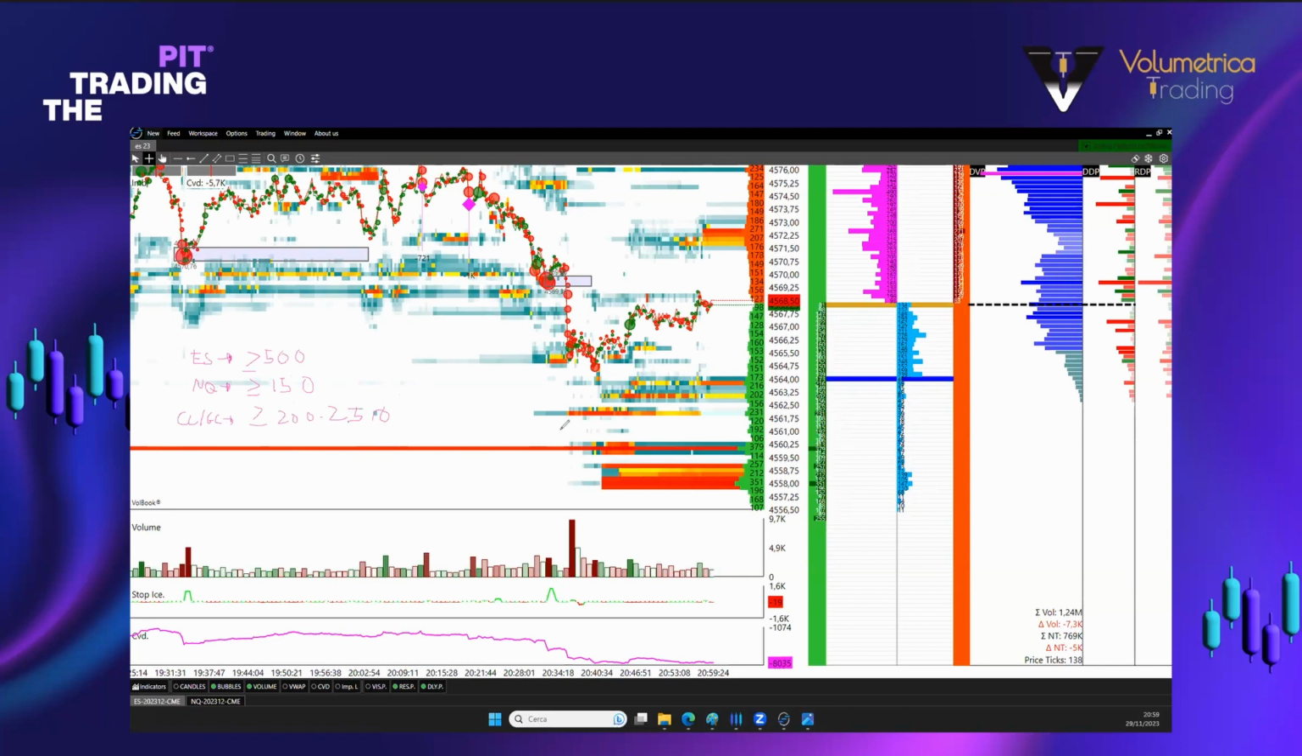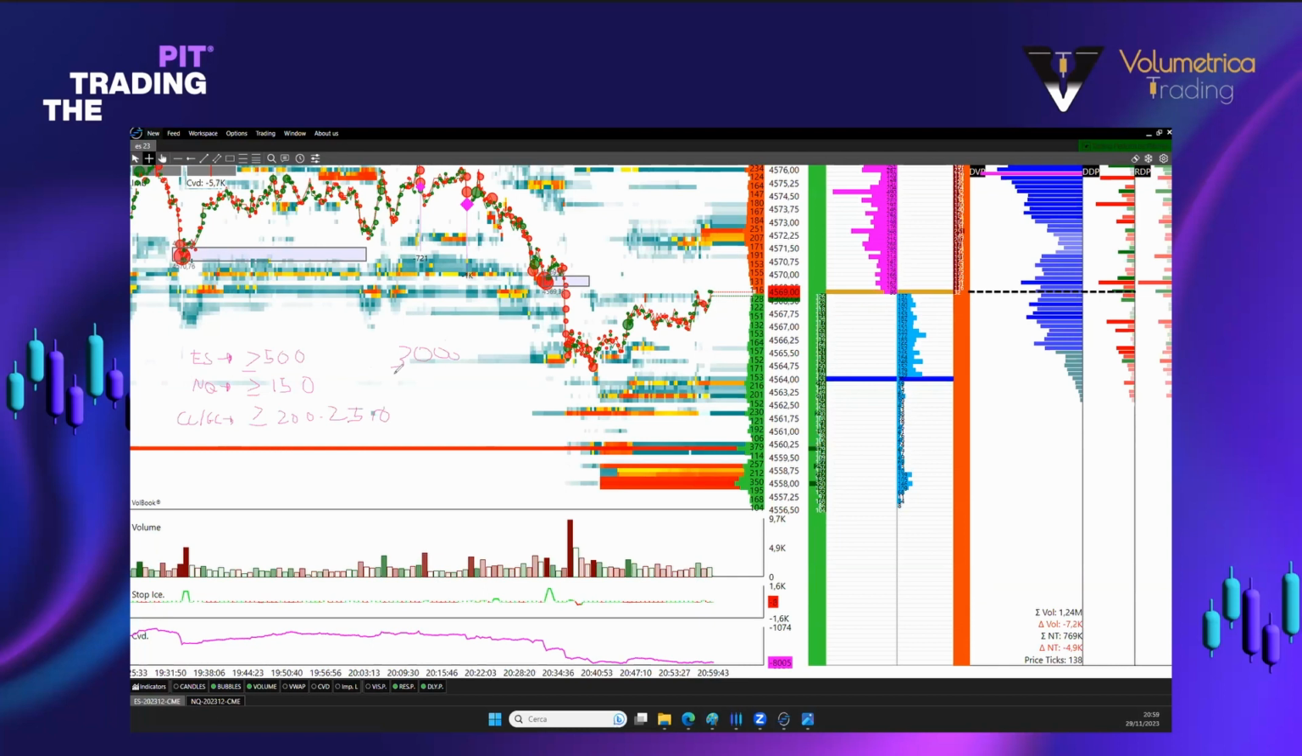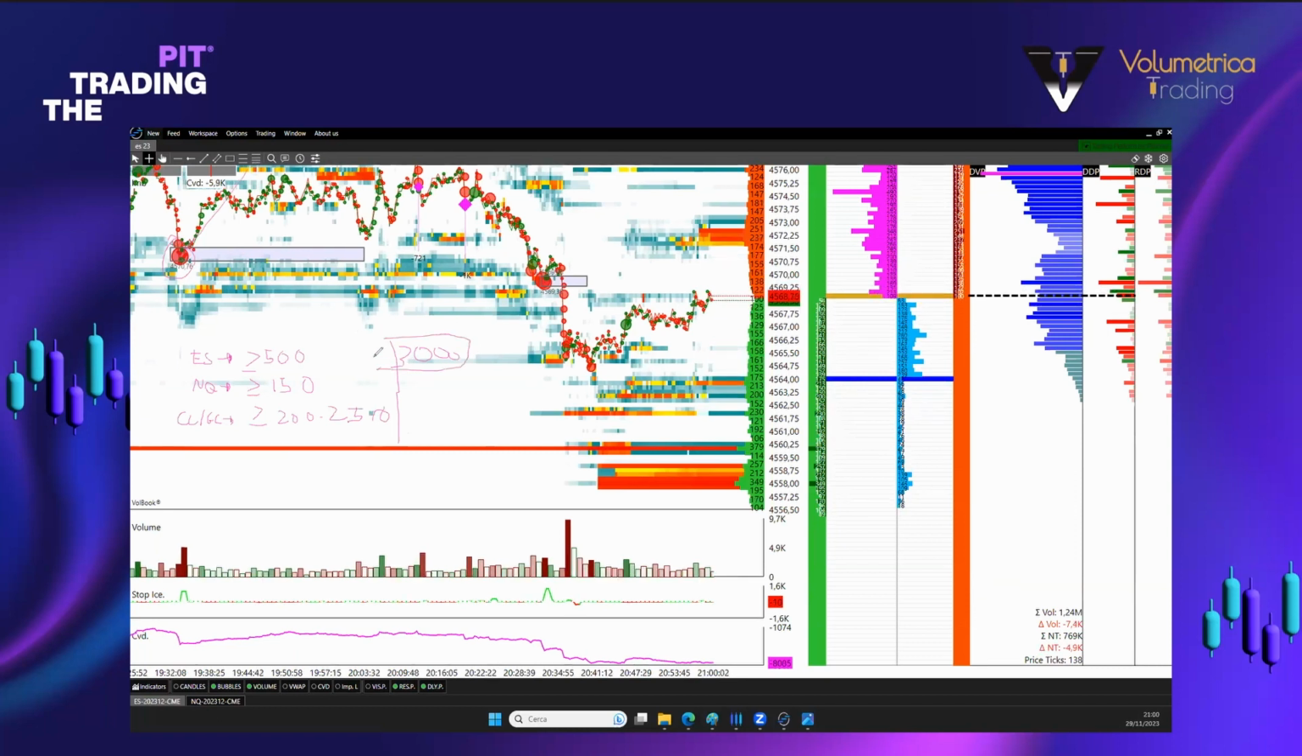Then, of course, it's quite rare, but sometimes we can have massive icebergs, like, for example, 3,000 on the S&P 500. When this kind of iceberg happens, the counter move tends to be really aggressive and immediate. But situations like that are not frequent at all. They may happen maybe twice in a year.